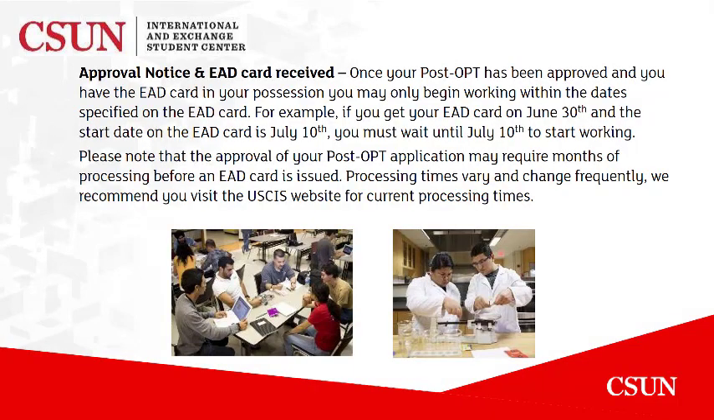Approval notice and EAD card received. Once your post-OPT has been approved and you have the EAD card in your possession, you may only begin working within the date specified on the EAD card. For example, if you get your EAD card on June 30th and the start date on the EAD card is July 10th, you must wait until July 10th to start working.